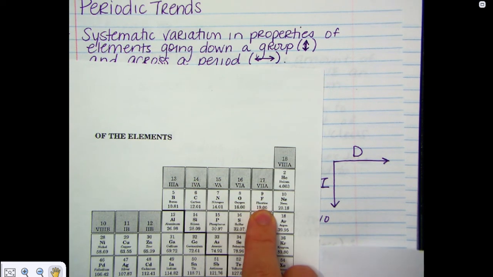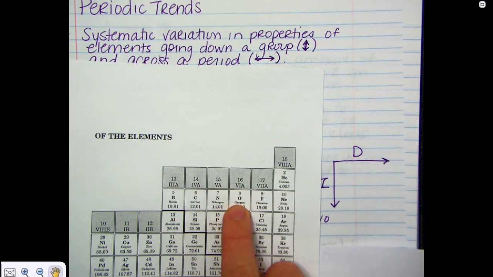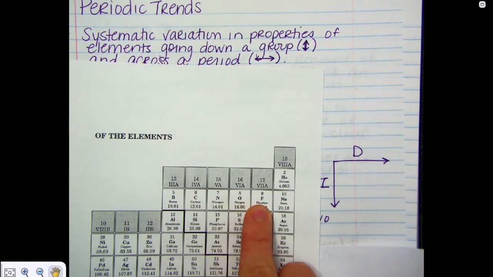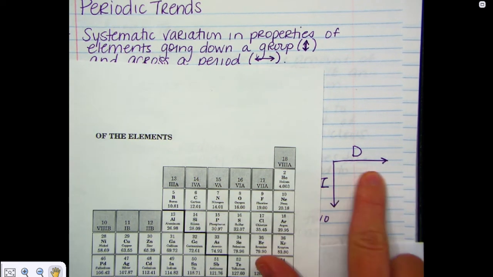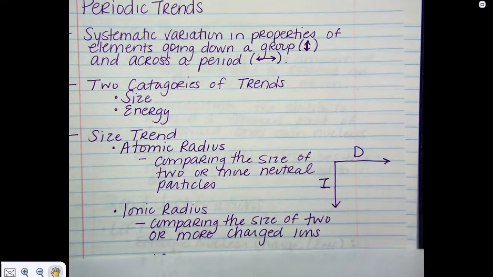When fluorine becomes a -1, it has 9 protons and 10 electrons. So if you consider the proton to electron ratio, you can think about it like a tug of war. The 9 protons are going to pull the 10 electrons a little bit tighter than the 8 protons will pull the 10 electrons. So fluorine will be slightly smaller than oxygen. So the size still does decrease going across.